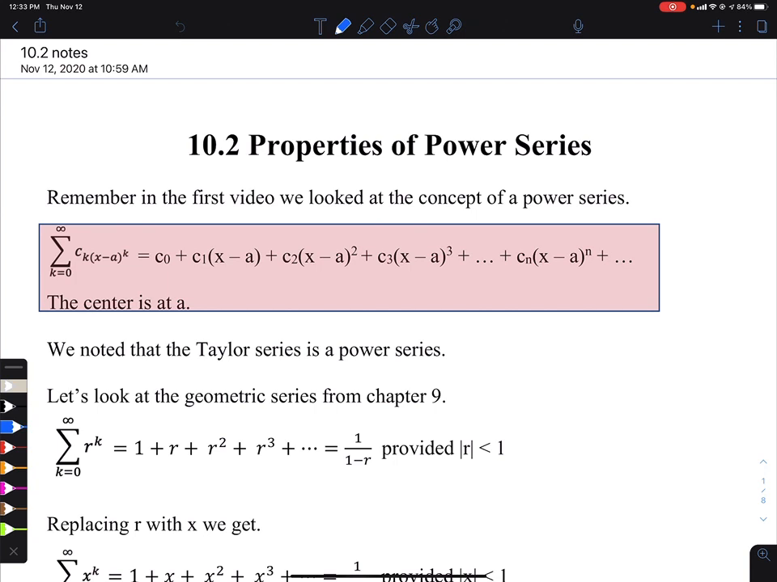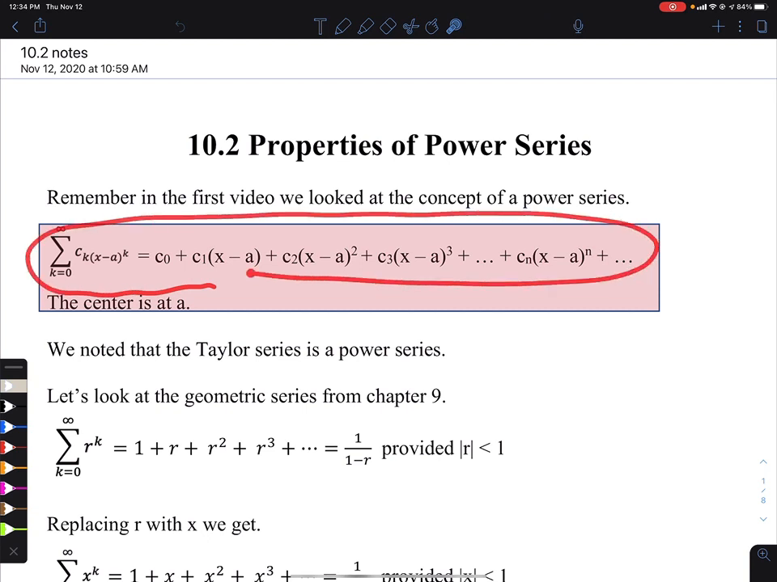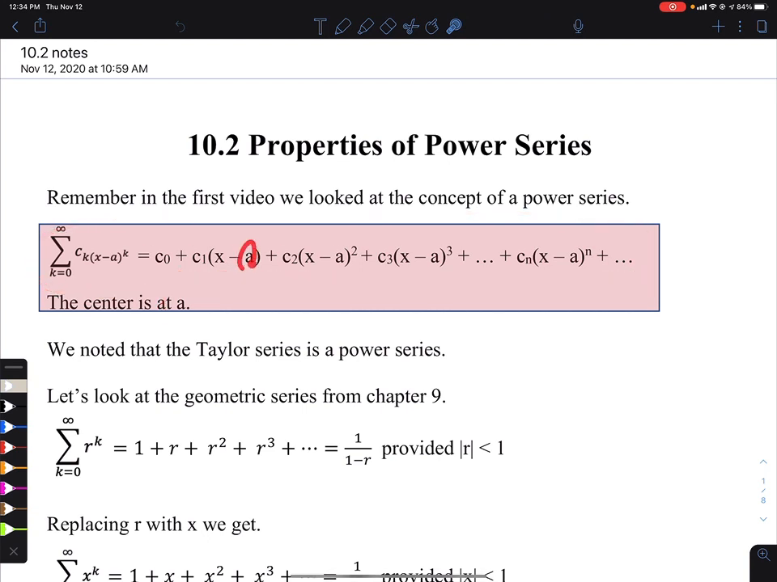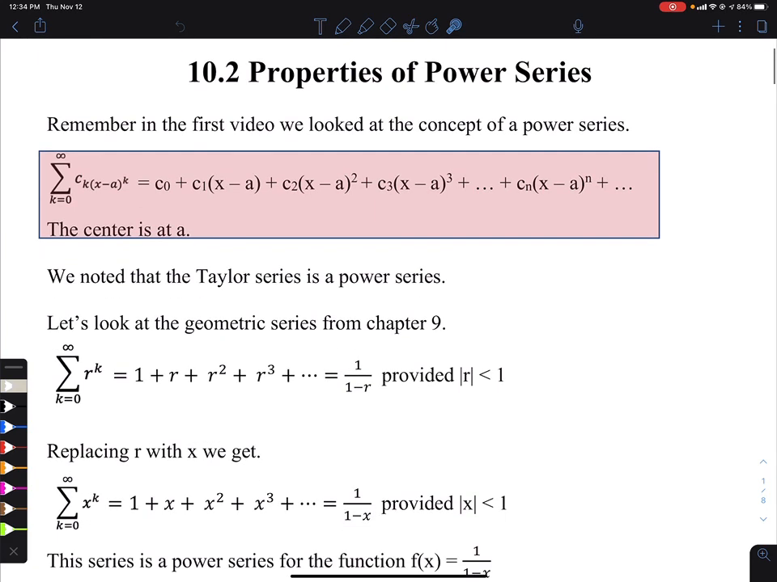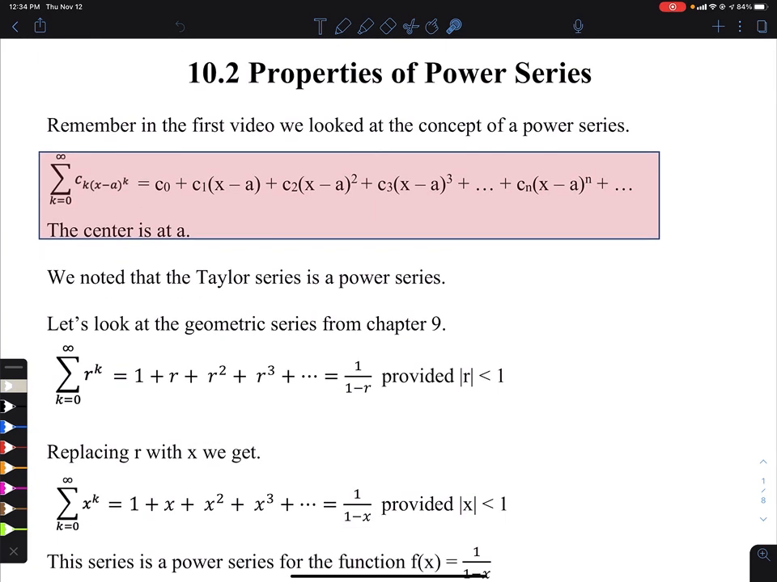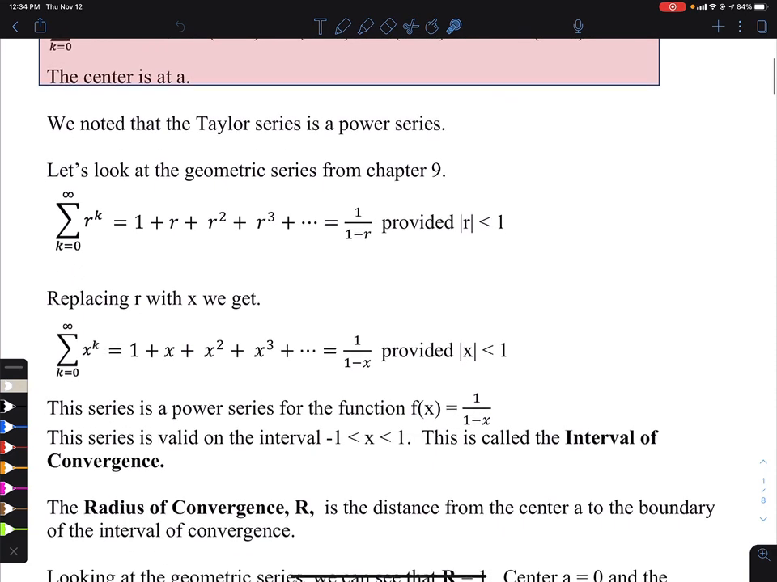All right, so let's just go through this. Earlier in a video, we learned what a power series is, and this is the form. The center's at a, and so by looking at this series, you will know whether you have a center at 0 or some other point. As I said earlier, the Taylor series is a type of power series.